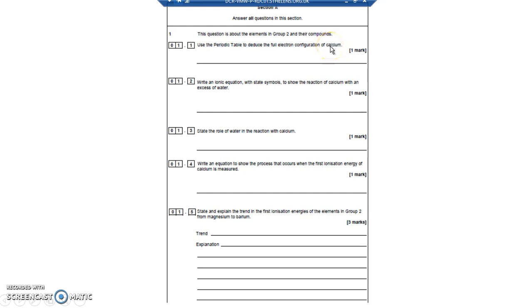Well, calcium's got an atomic number, or a proton number, of 20, so it's got 20 electrons. So it'll go 1s2, 2s2, 2p6, 3s2, 3p6, and then have 4s2 electrons in its fourth shell. So it's got 2 electrons in its outer shell, in group 2.